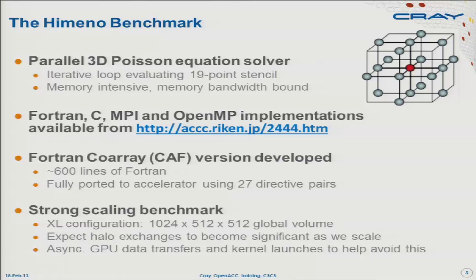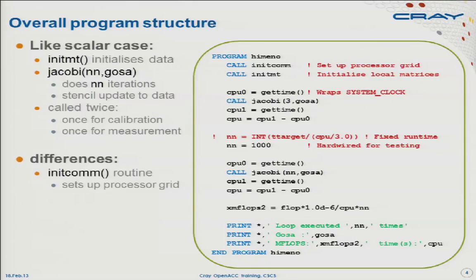I'm talking about a strong scaling benchmark. So this is where you take a particular global problem size and you're going to split it up over more and more nodes. The code itself, I'm going to mainly talk about the Fortran version. It's about 600 lines of Fortran. To port this to the accelerator, we used about 25, 30 directives. So that's more than we were using for the scalar code because there is the extra complication of all these data transfers. So what does the code look like?